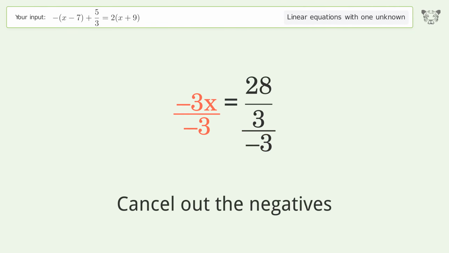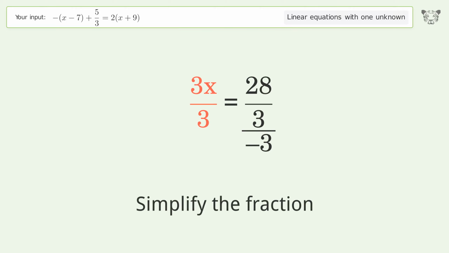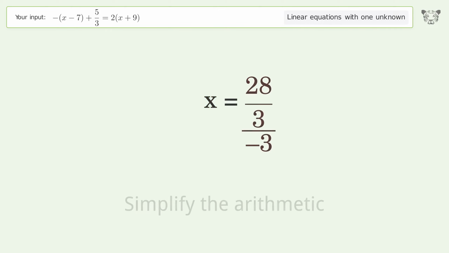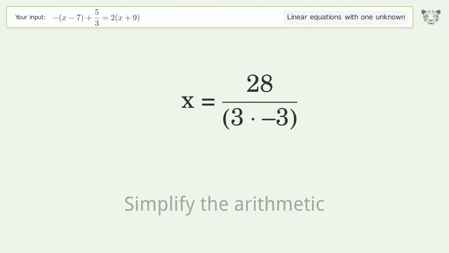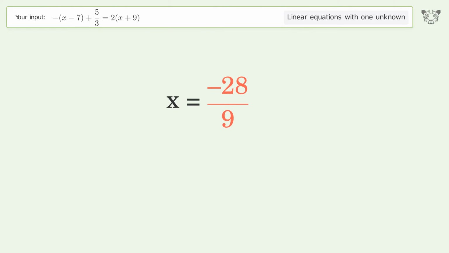Cancel out the negatives. Simplify the fraction. Simplify the arithmetic. And so the final result is x equals -28/9.